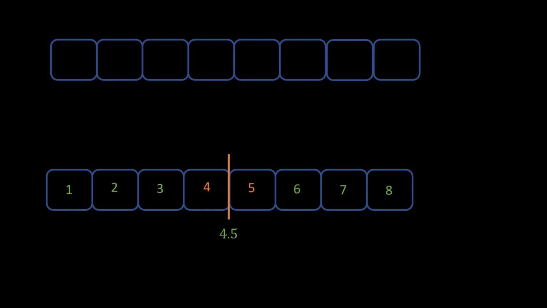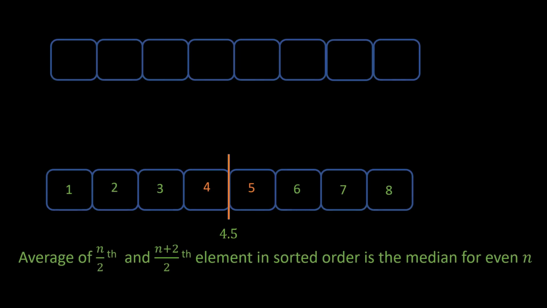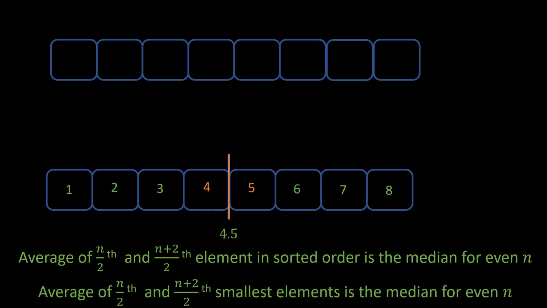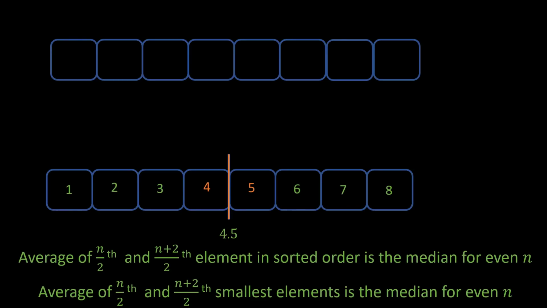In general, however, if n is even, then the average of the n over 2th and the (n plus 2) over 2th elements in the sorted order is the median. This can similarly be reworded so that the median of n even numbers is the average of the n over 2th and the (n plus 2) over 2th smallest elements. Great! So we've established what medians are, and how we can calculate them for a group of numbers, whether it's an even number or an odd number. So let's go back to our problem and see what it's really asking for.